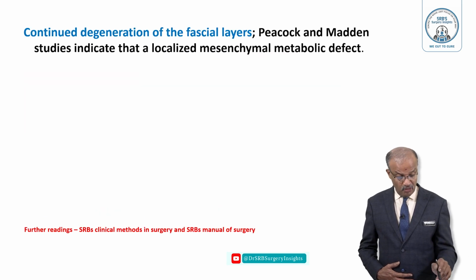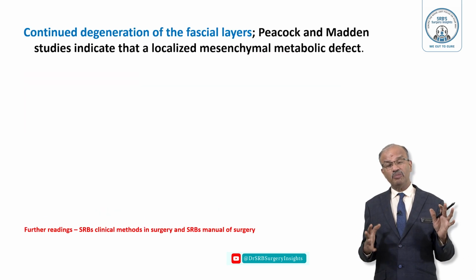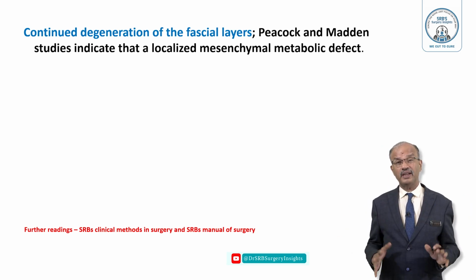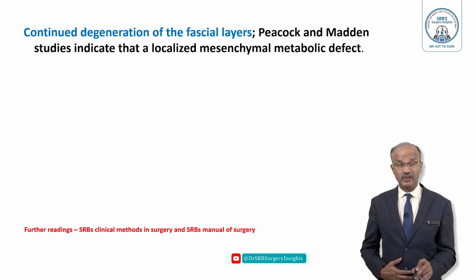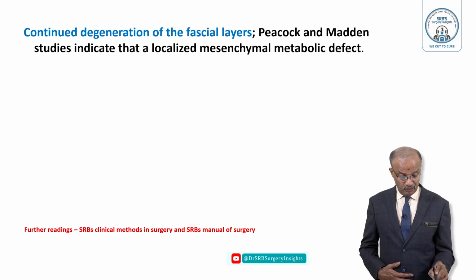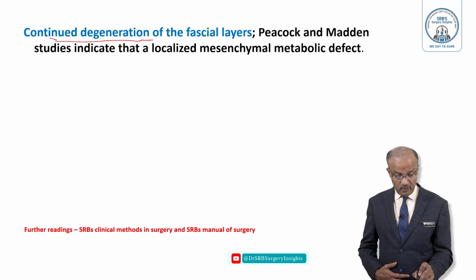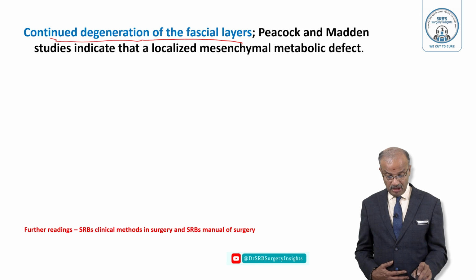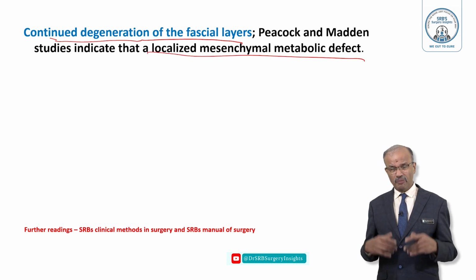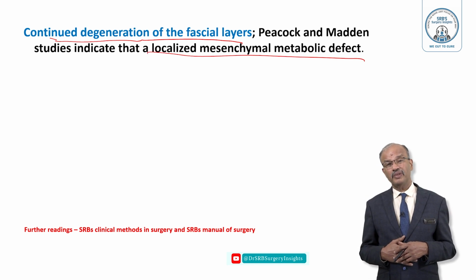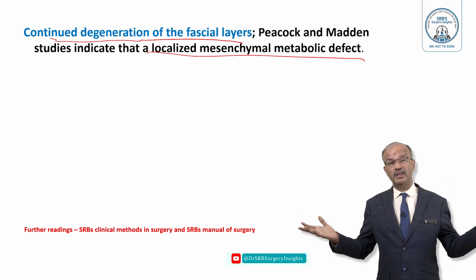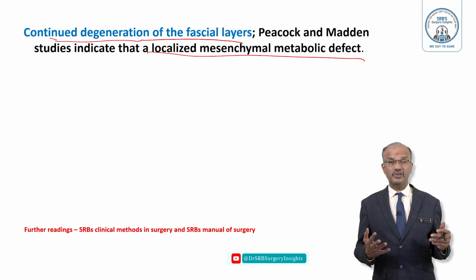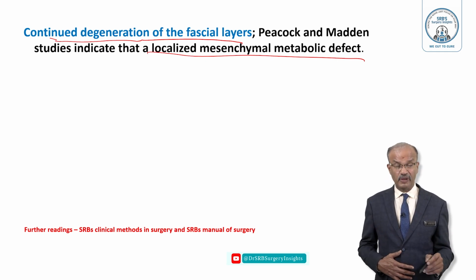And continued degeneration is an important cause. Many times everything is fine, but still recurrence occurs. Large mesh, you have used all guidelines, proper care, skill, everything. In spite of that, this is one of the quite common causes: continued degeneration of the fascial layers. I said it is a localized mesenchymal metabolic defect. Somewhere tissues go for degeneration. In spite of placing mesh, beyond the mesh margin, degeneration occurs. Some mesenchymal metabolic defect in that area causes recurrence. This is very difficult to manage in such patients.